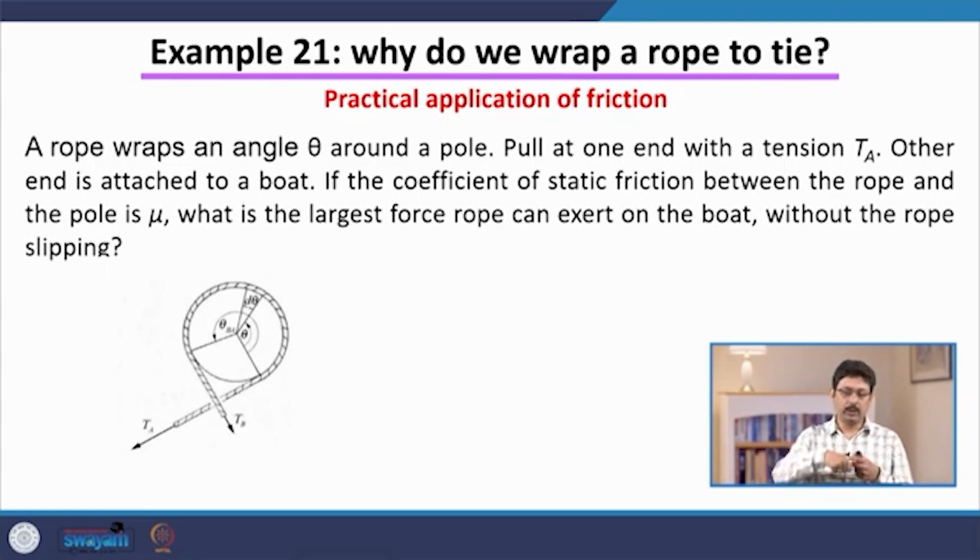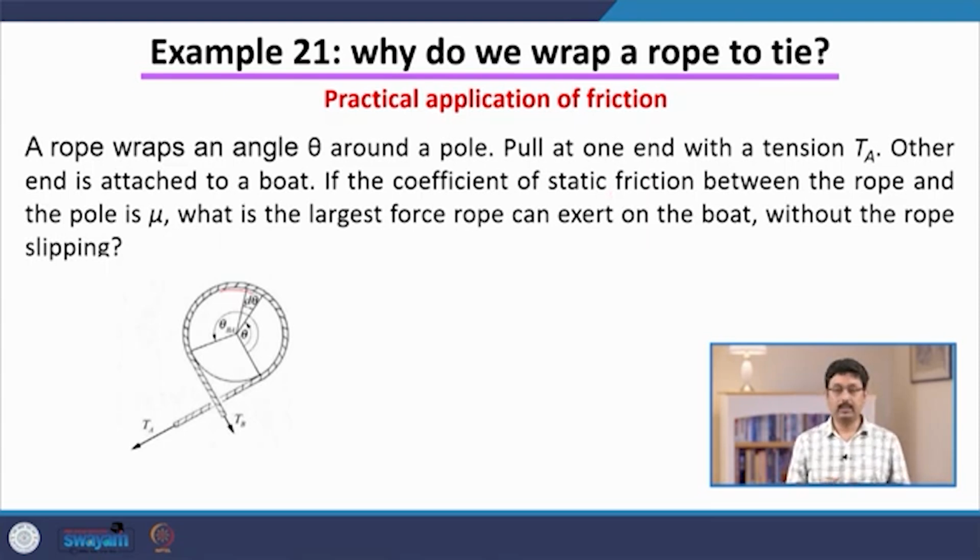So, the question is, why do we tie it around a pole? This problem helps to analyze that. A rope wraps an angle theta. So, this is a rope and this is a pole, or a cylinder, a column. Something like this, and we are wrapping this rope around this. The question is, what is the effect of this, and pull at one end.